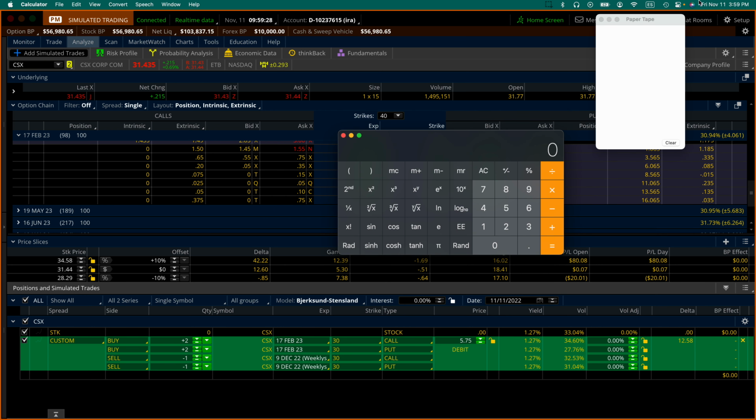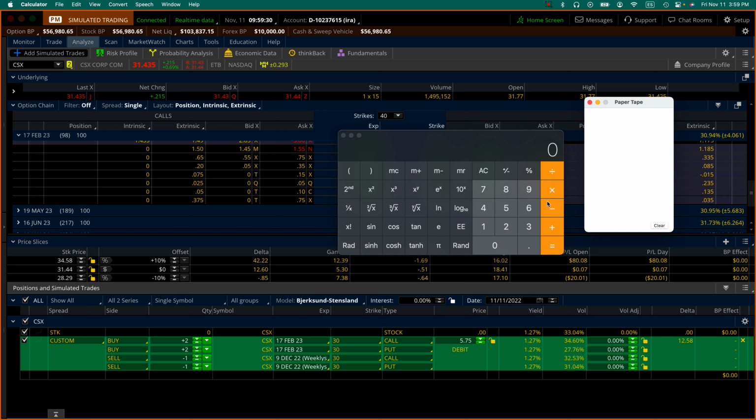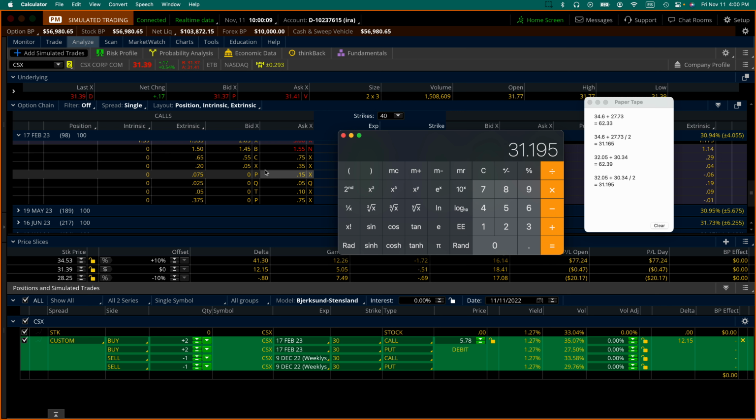Show your paper in case, let's clear that. I'm going to do 34.6 plus 27.73, divide that by 2, and that's the average of the back month options volatility. Okay, we need that. You can save it and do the same for the front month, December 9th options, 32.05 plus 30.34. It doesn't matter if it changes a bit, okay? It's not going to be a big deal. Just put whatever you can as it moves.